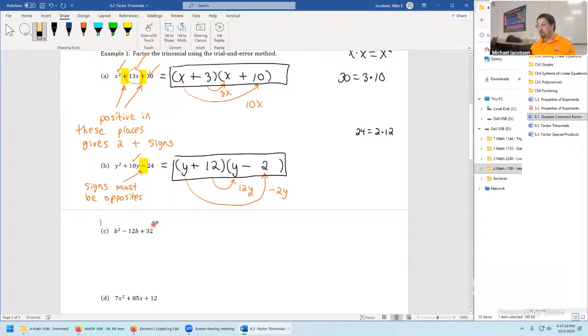Well, let's try it out again in part C to see just how wild this can get. Any questions at that so far?